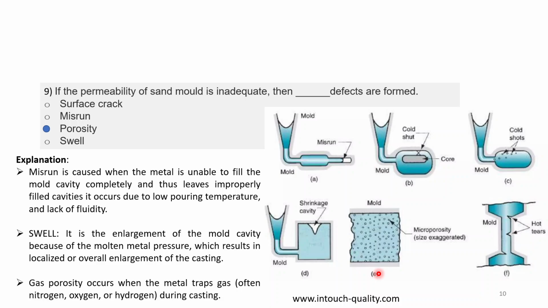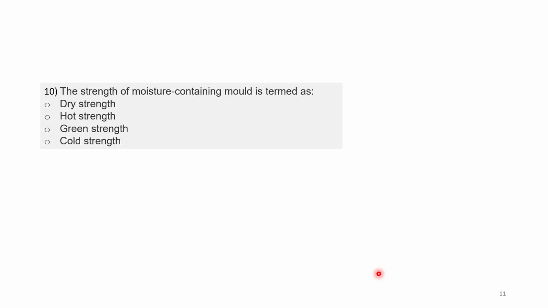Next question is, the strength of a moisture containing mold is termed as? Your options are dry strength, hot strength, green strength and cold strength. What will be the answer? Try to answer. So the answer will be green strength. Moisture always depicts green. If it is dry, then it will not contain any moisture after pouring of metal.